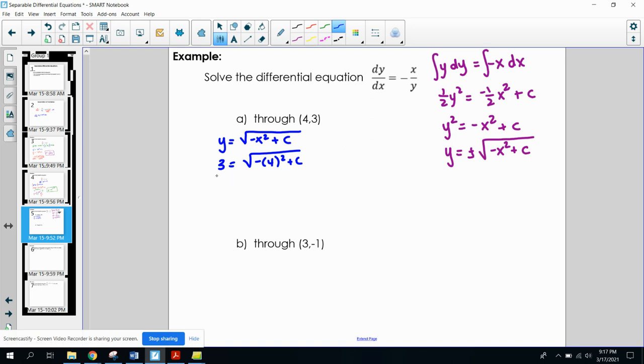So this is going to give me 3 equals the square root of negative 16 plus c. I'm going to square both sides to get rid of the square root. So I have 9 equals negative 16 plus c, and I end up getting c is equal to 25. So my particular solution here would be that y is equal to the square root of negative x squared plus 25.